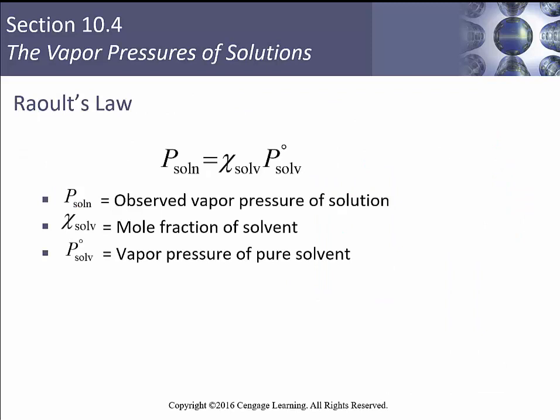So this brings us to what's called Raoult's law. Raoult's law says that the pressure of our solution is going to be equal to the vapor pressure of our pure solvent times the mole fraction of our solvent. So remember we said that mole fraction was going to be useful? This is where it's coming in to be useful.